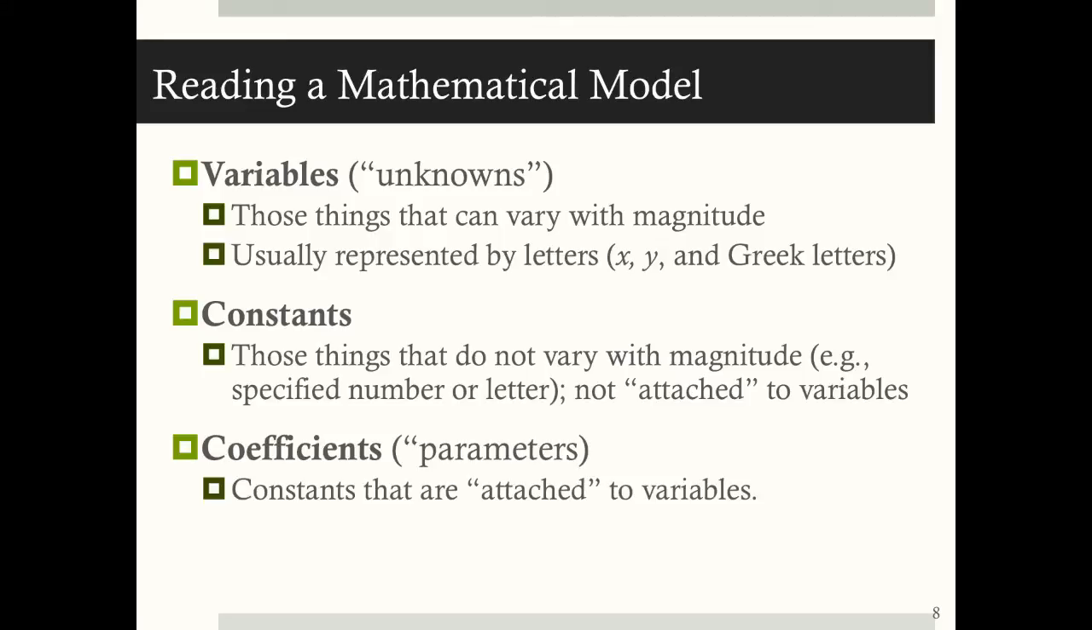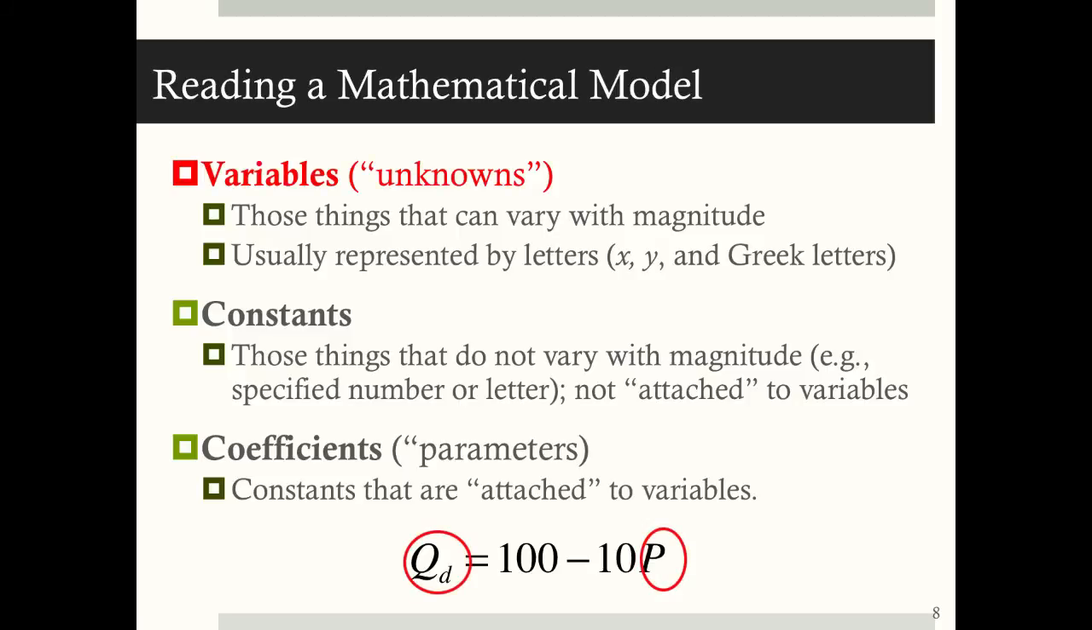This is in contrast to coefficients or parameters. We're going to use coefficients and parameters interchangeably in this course. Coefficients are just simply those constants that are attached to variables. Let's look at an equation. Here's our demand equation from before. We have Q sub D is equal to 100 minus 10P. Let's figure out where the variables, constants, and coefficients are.